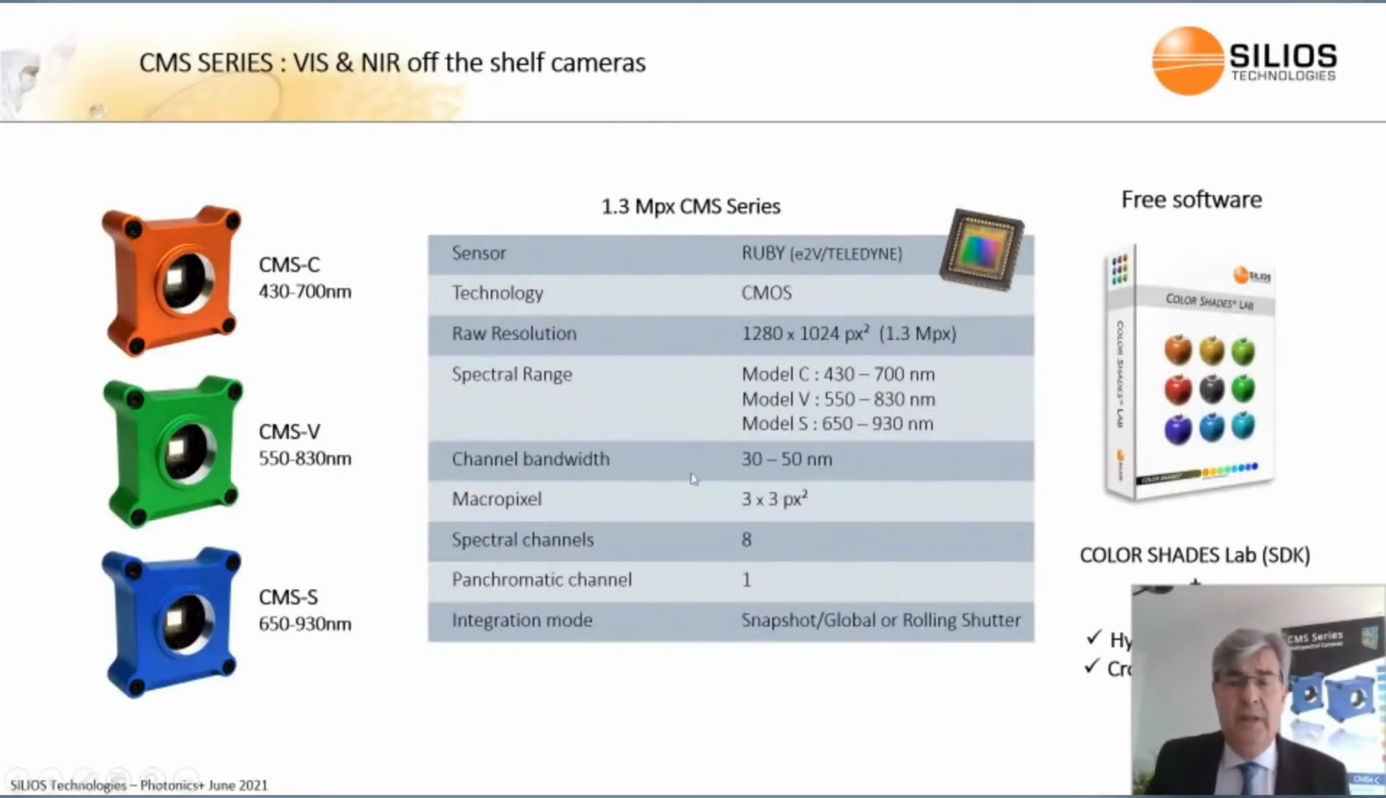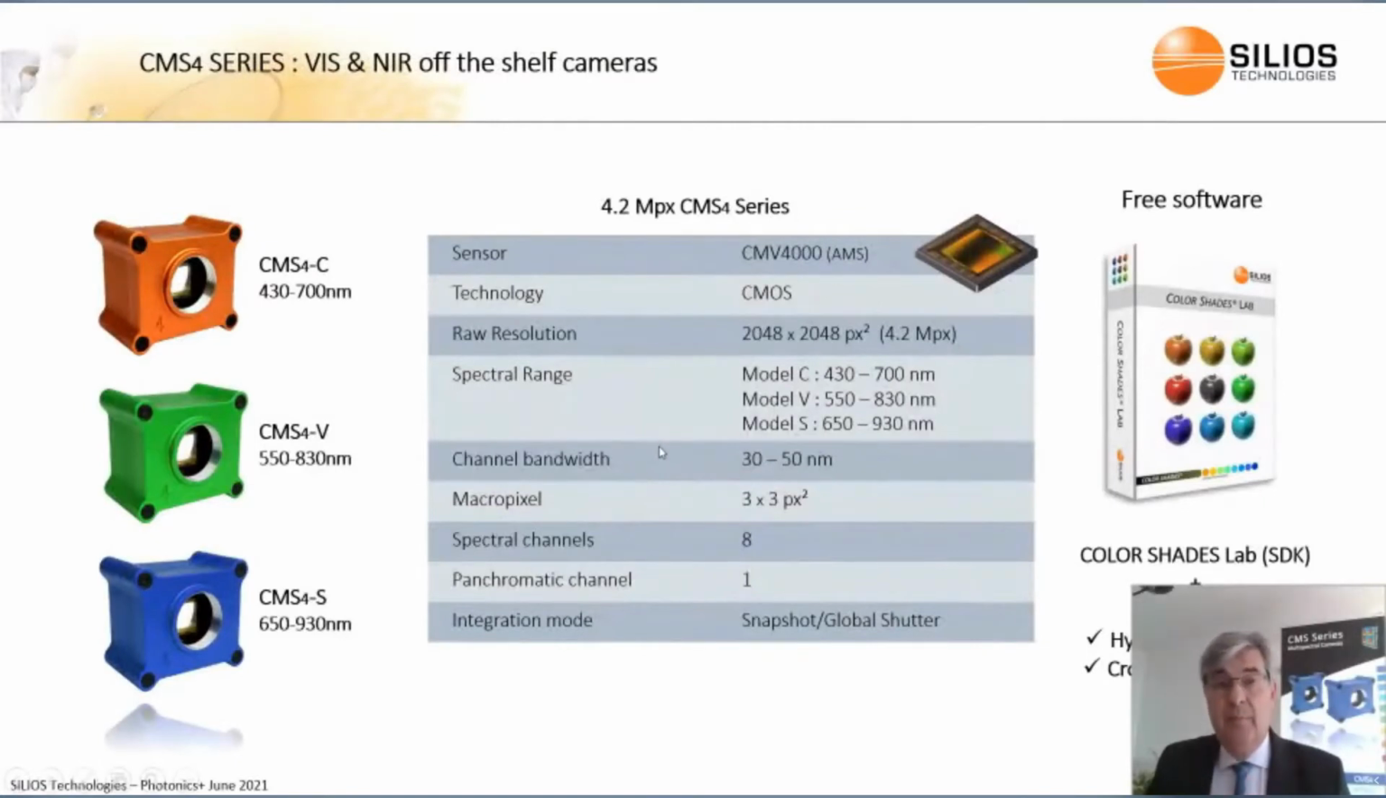And together with our camera, we supply free of charge our Color Shades software, our SDK, to allow you to develop your own application, starting from, let's say, our DLL on our camera. So these cameras are deliberately low cost. That is to say, this one is about 6K euro, this one 6.5K euro, this one 7K euro. So currently, they are the cheapest on the market with all these features. So 1.3 megapixels on 8 channels.